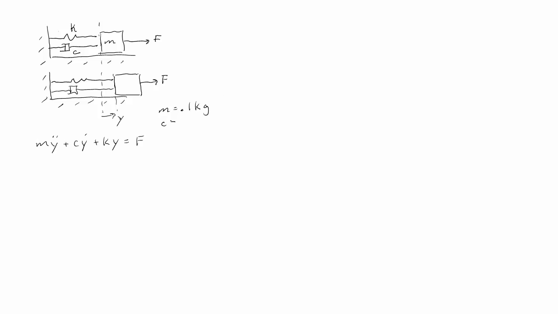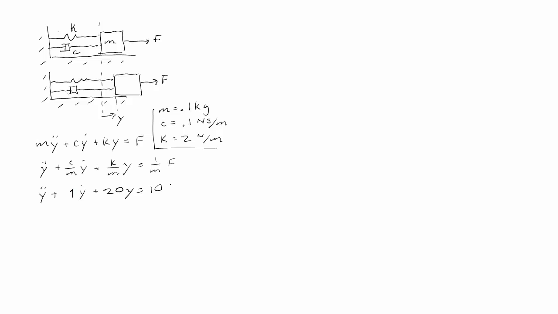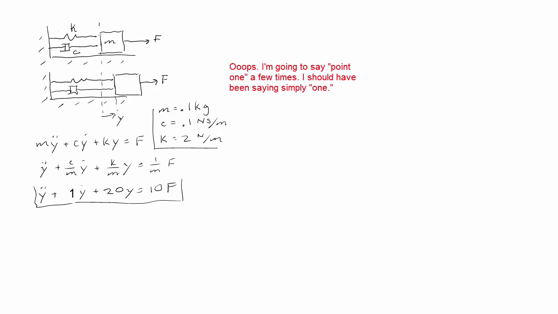And here are some physical values for the mass, the damping coefficient, and the spring constant in newtons per meter. We'll need those for simulation, of course. And so we can just rearrange the dynamic equation dividing through by mass and plug in these values. And we'll get some nice numbers, of course. So 0.1 for the damping term, 20 for the stiffness term, and then 10 times f.